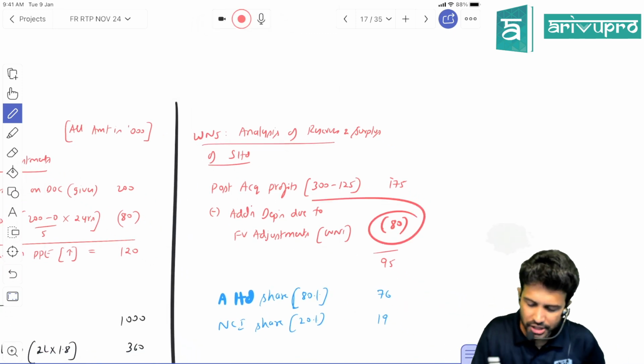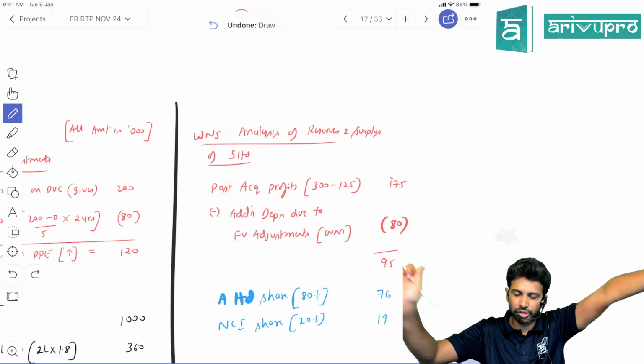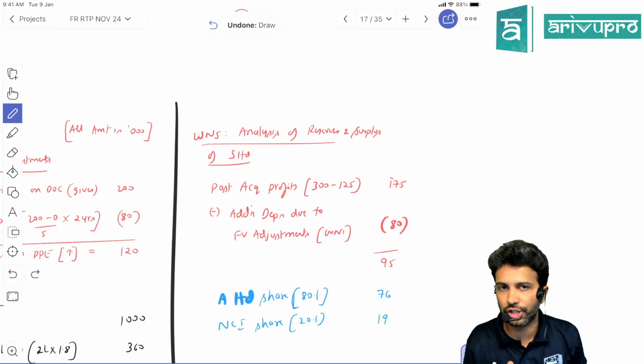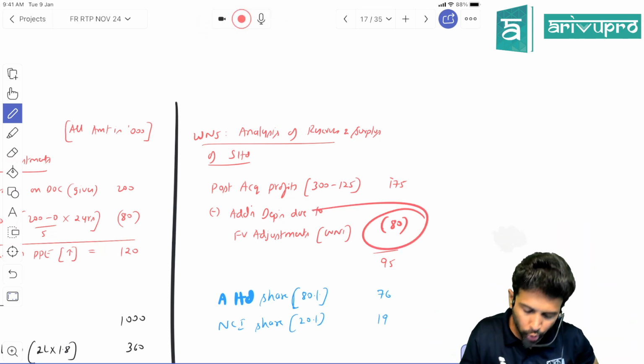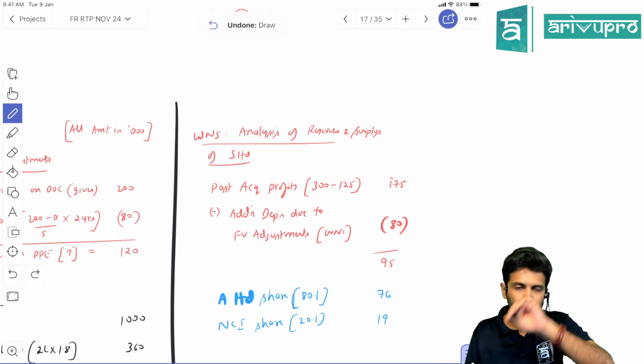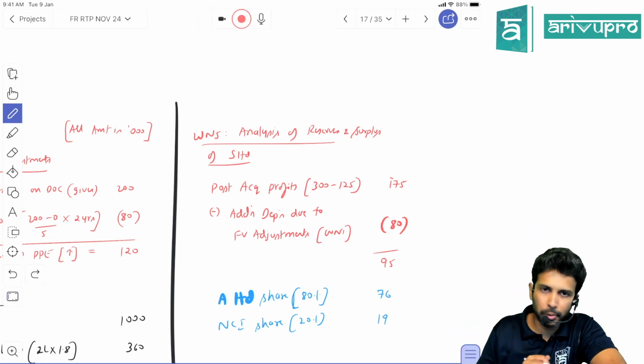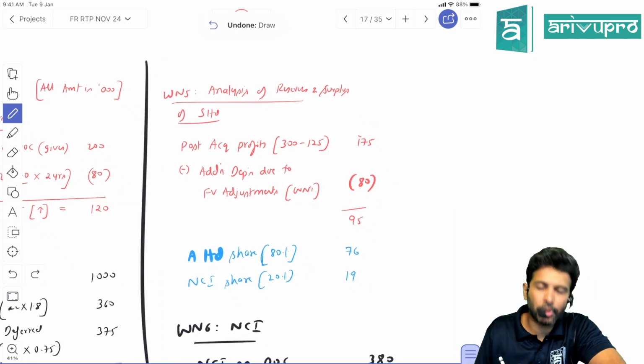But you have to consider not just 1 year because we want total post-acquisition. We are doing analysis of total post-acquisition reserve. Here the total post-acquisition reserve is not for 1 year, it is for 2 years. Hence 2 years' additional depreciation will be considered for this particular purpose. Okay, and this is post-acquisition profit of subsidiary company.